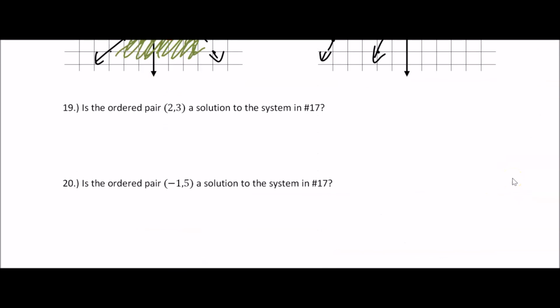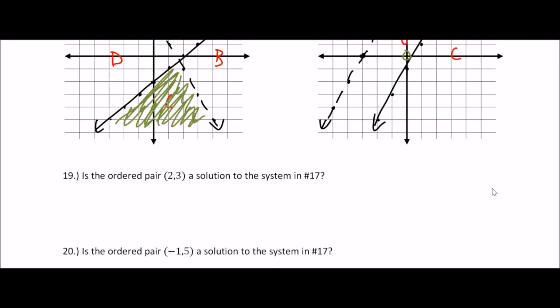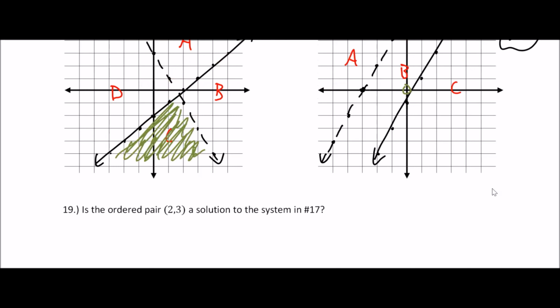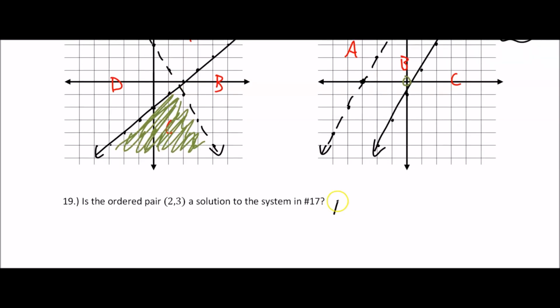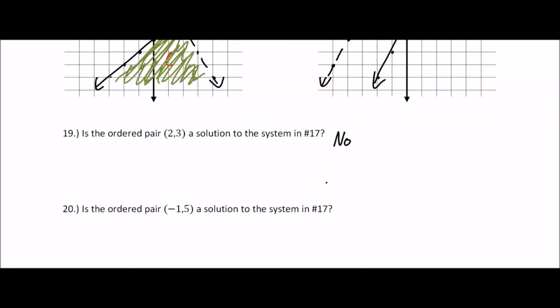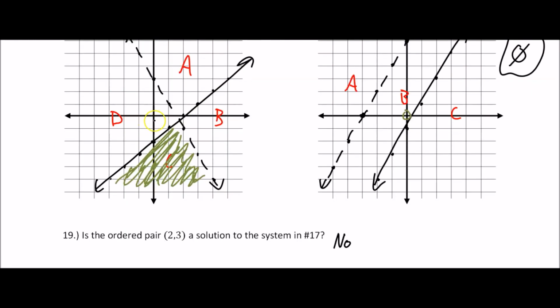If we take a look at these last two, it just says, is the ordered pair a solution to the system in number 17? So really you just have to see if it's in the shaded region. If I look at number 17 and I go to the ordered pair 2, 3, 2, 3 is up here in section A. So the answer is no, because it's not in the shaded region. Same thing with the next one. It says, is the ordered pair negative 1, 5 a solution to the system in number 17? Negative 1, 5 is up here. It's on one of the dotted lines. So the answer is still no, because it's not in the shaded region.